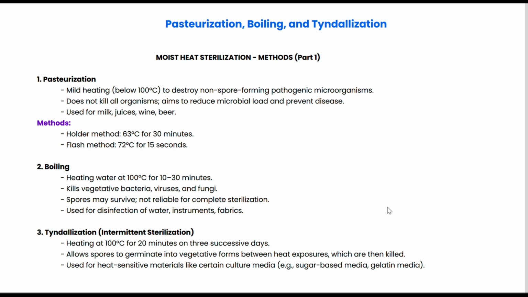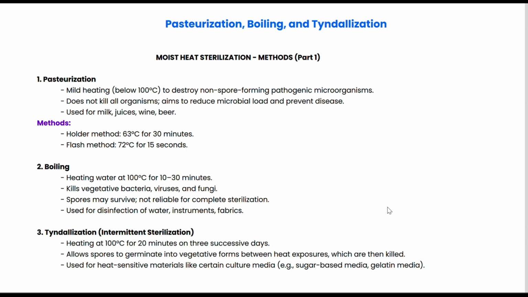There are two main methods: the holder method, where the product is heated at 63 degrees Celsius for 30 minutes, and the flash method, which is faster, heating at 72 degrees Celsius for just 15 seconds. Note that pasteurization is not complete sterilization. Some harmless bacteria may survive, but the microbial load is greatly reduced to a safe level.